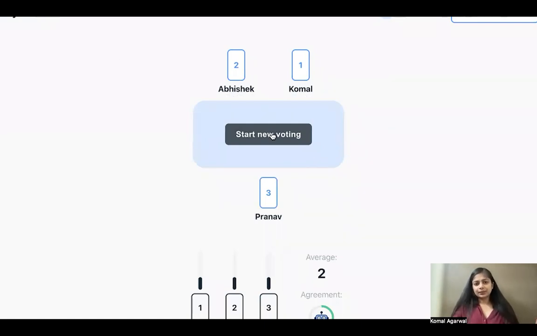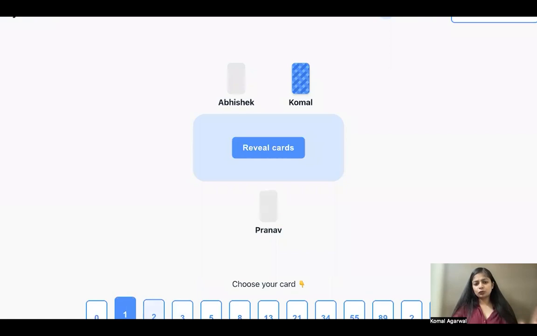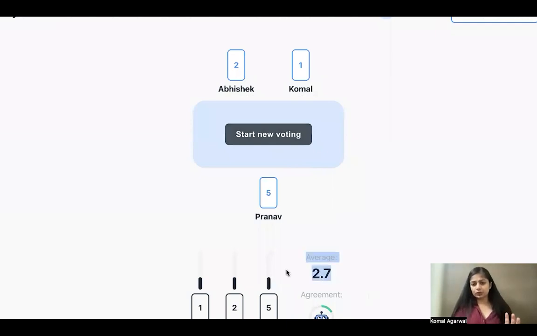That doesn't matter. Let's do one thing. Abhishek, you vote for 2 and Pranav vote for 5. Okay? Ignore the average one. So now basically what happened over here is, suppose for the story I have discussed, it can happen that everyone has built a separate understanding or different understanding related to that user story.